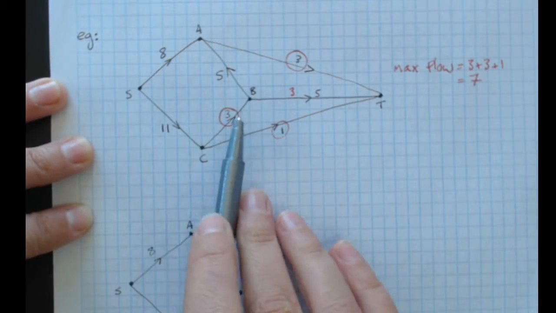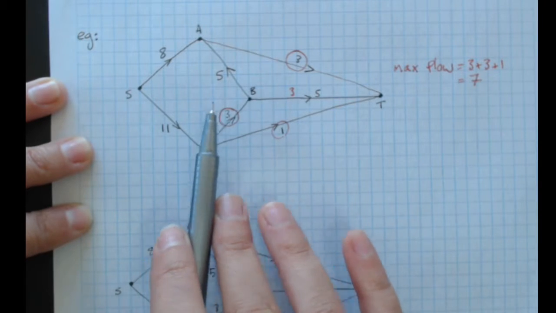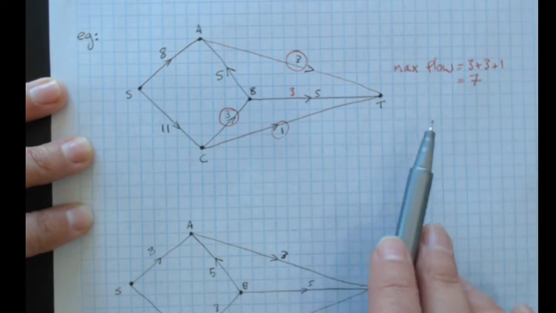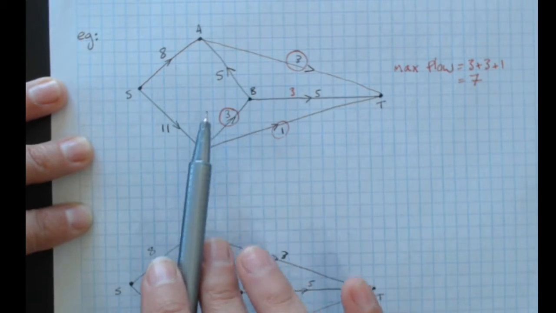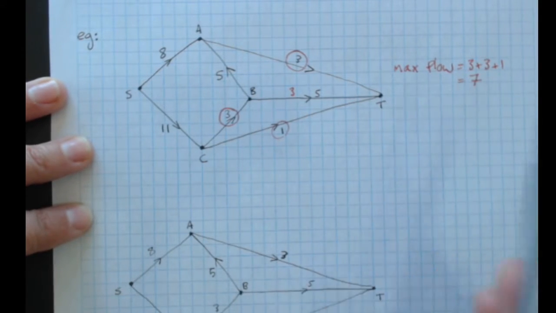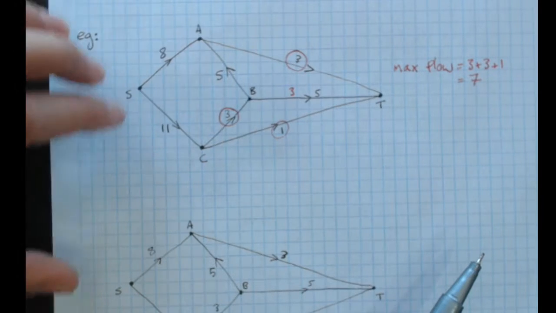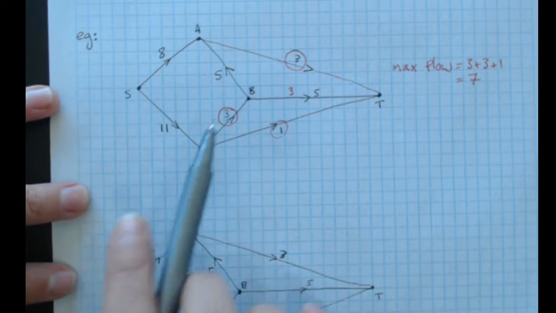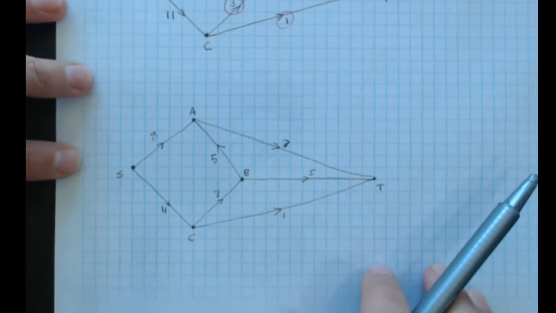Now they haven't told me if this is people per hour or liters per minute or whatever it is, so I'm just going to leave that as 7. If they'd told me what it was, I would say 7 liters per minute. Now that was just inspecting and logically working through. I'll come back to this actually.